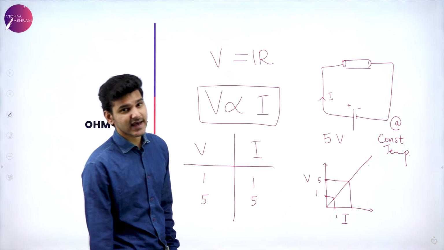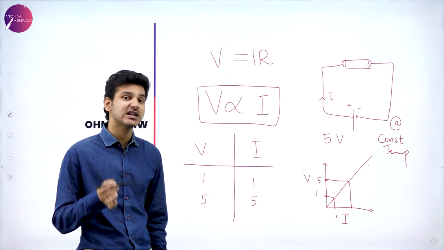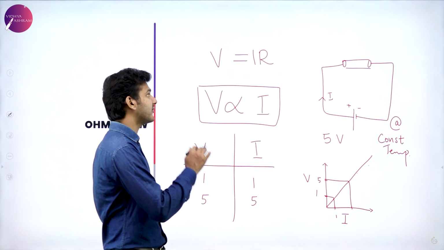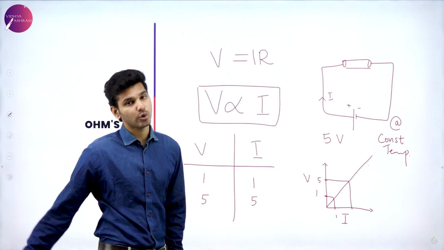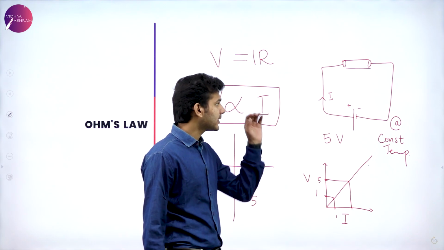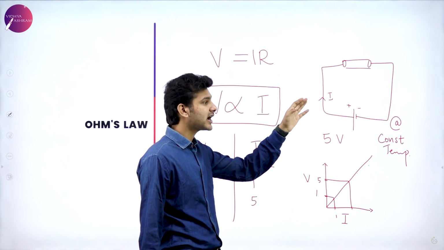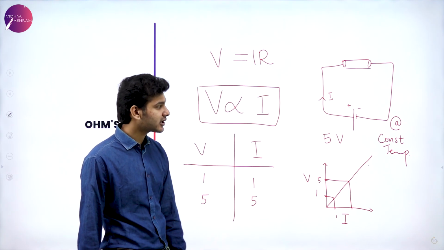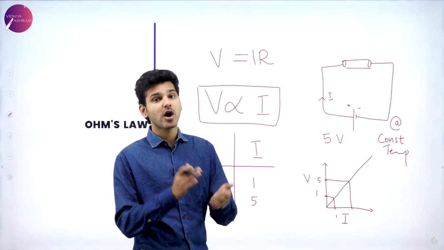So you can say that Ohm's law only holds true when the temperature is unchanged. That is, if the temperature changes, then the value of resistance will also change and this relation won't hold. So we can say that the potential difference between the two ends of a conductor will be directly proportional to the amount of current flowing through that particular circuit at constant temperature, and that relation is known as Ohm's law.